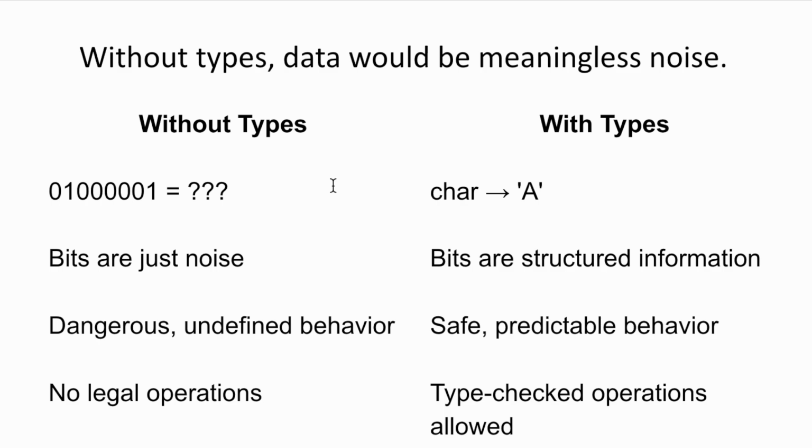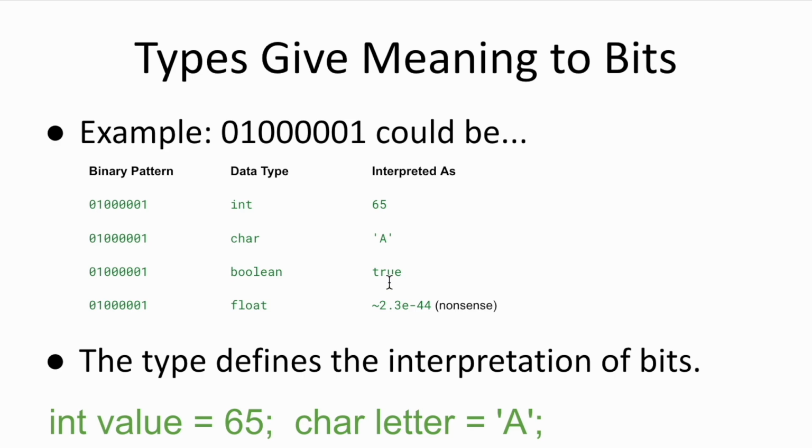The same binary pattern could be interpreted as a boolean, a char, or a float, and each would produce totally different outcomes. In Java, the type system ensures that the bits in memory aren't treated like noise. It ensures they are treated as meaningful, safe, and predictable values that your program and the JVM can trust. Types give meaning to bits. At the heart of programming is this simple truth. Types give meaning to bits.